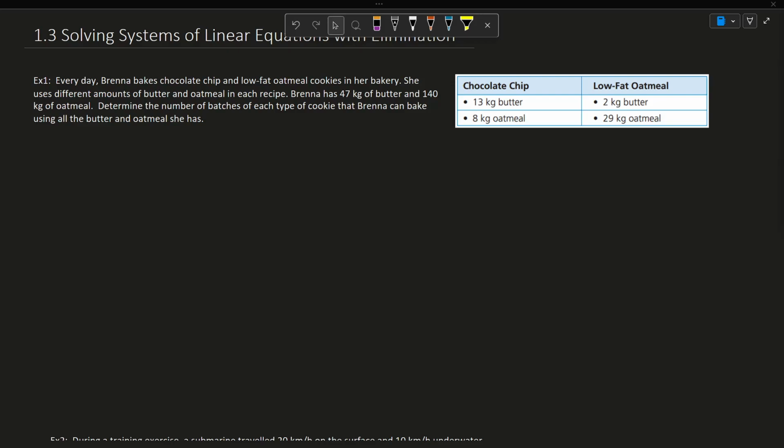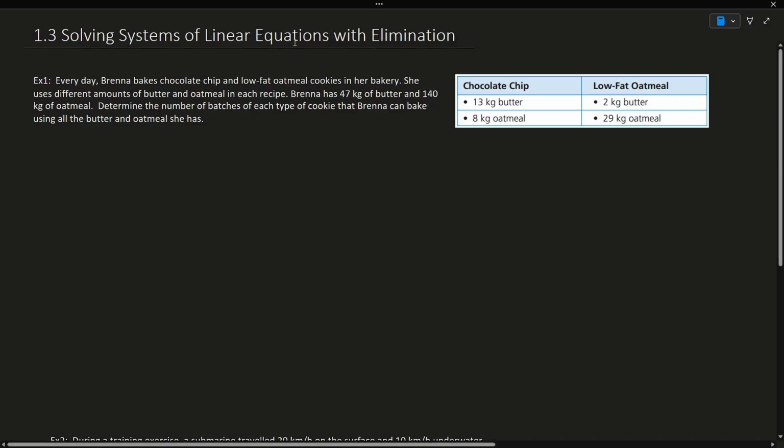All right, so we're looking at solving systems of linear equations using elimination today. That's our topic. Our first example: every day Brennan bakes chocolate chip and low-fat oatmeal cookies in her bakery. She uses different amounts of butter and oatmeal in each recipe.